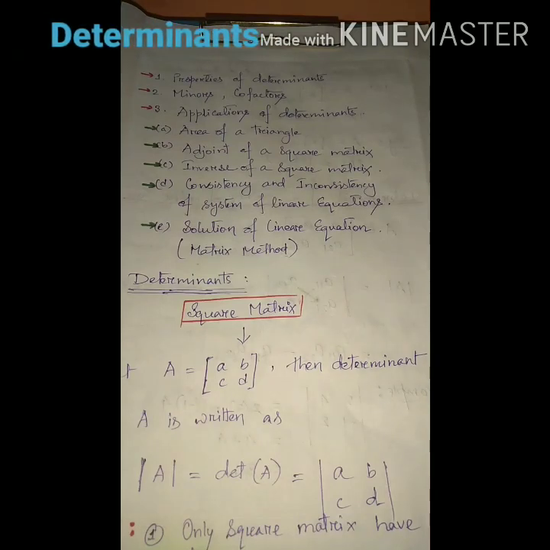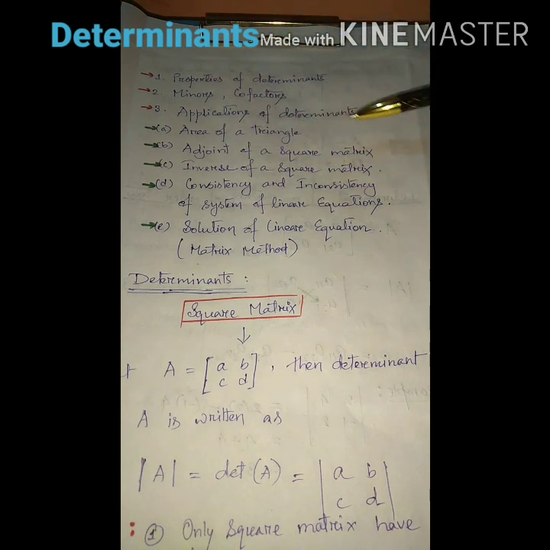After completing the matrix part, now the next part is determinants. In this chapter, what we have to discuss, mainly the first point, properties of determinants. Second, minors and cofactors. Next, application of determinants, that means where we use these determinants, mainly in finding the area of a triangle.